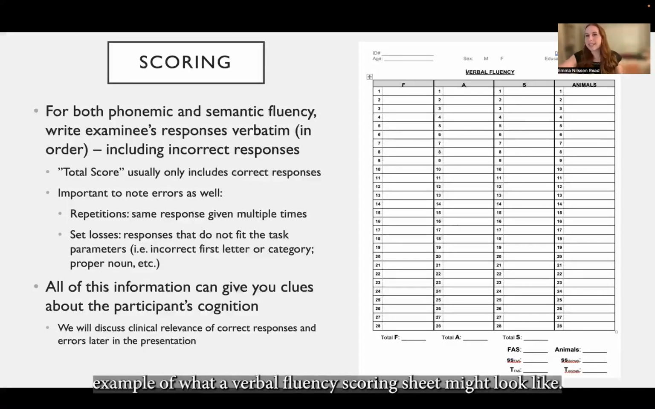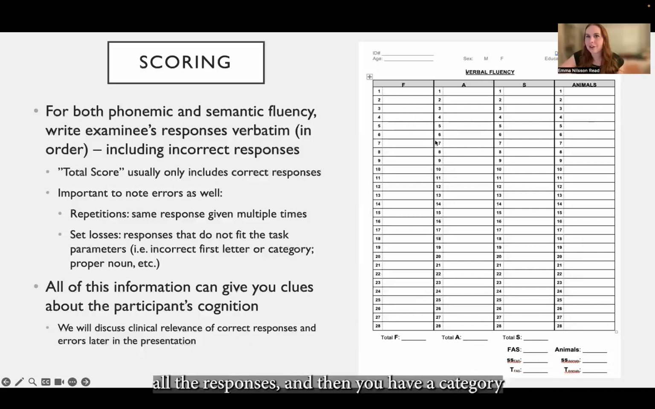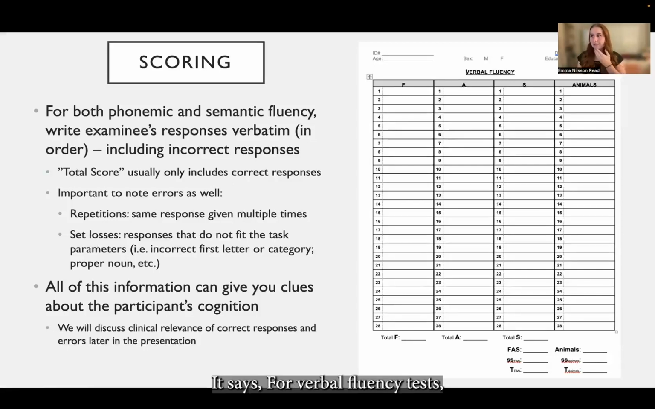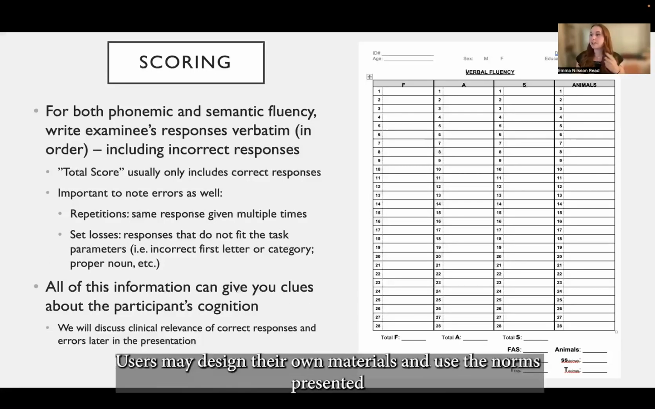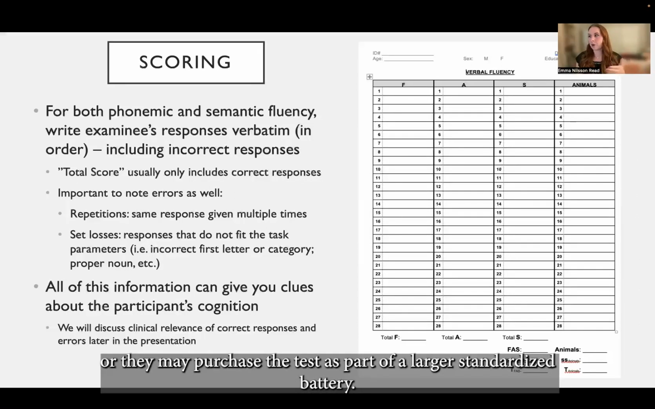And this is just one example of what a verbal fluency scoring sheet might look like. You have your letters up here, you can write all of them down, write all the responses, and then you have a category and you can write all the responses. In the Strauss Compendium, it says, for verbal fluency tests, no specific material is required. Users may design their own materials and use the norms presented in that book, or they may purchase the test as part of a larger standardized battery.